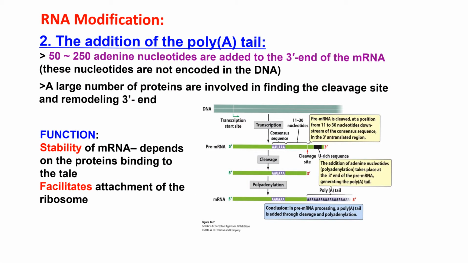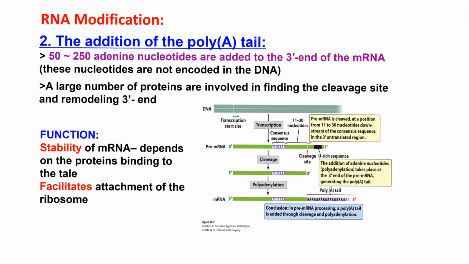The second pre-mRNA modification is the addition of the poly-A tail. Approximately 50 to 250 adenine nucleotides are added to the 3' end of the pre-mRNA. Now, these nucleotides are not encoded in the DNA. So how are these nucleotides added? We know that RNA polymerase II transcribes well beyond the end of the coding sequence. And within that sequence, we can find so-called polyadenylation signals.